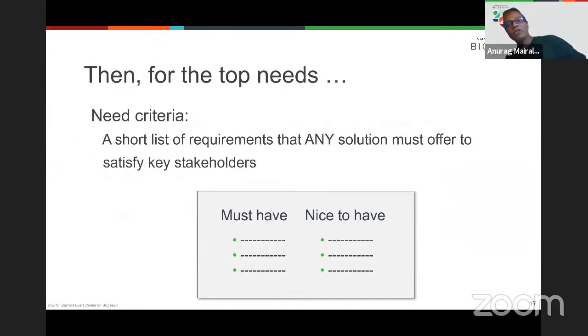And then for the very top needs, let's say you come up with the top two or three or four needs, you should have a needs criteria, which includes must-haves. You absolutely must have in that need. And this is another pitfall that innovators have. They dump everything into the need.